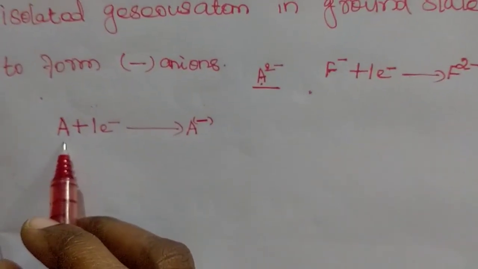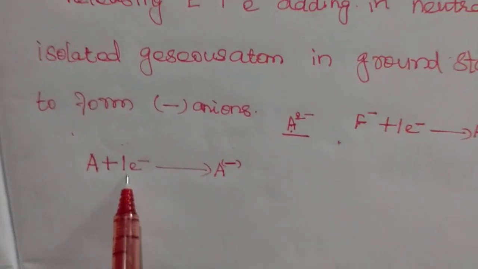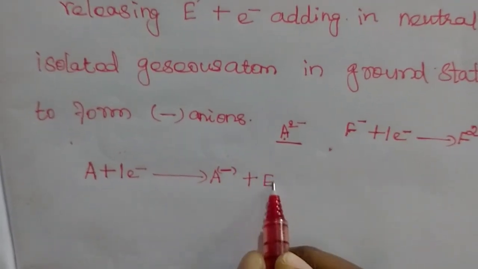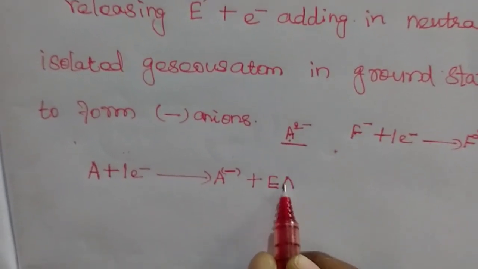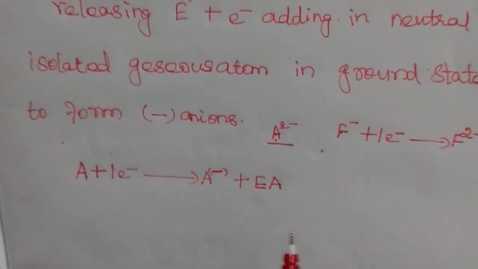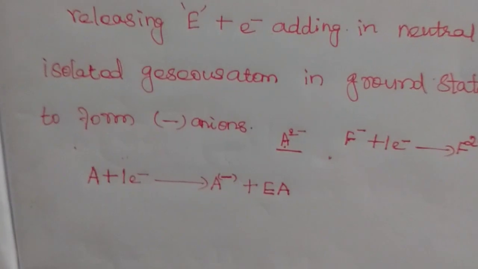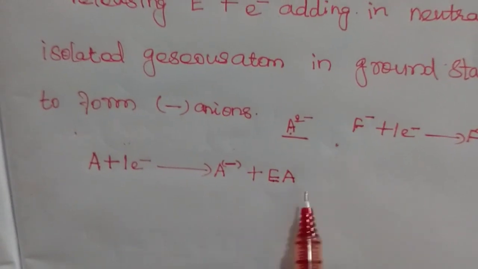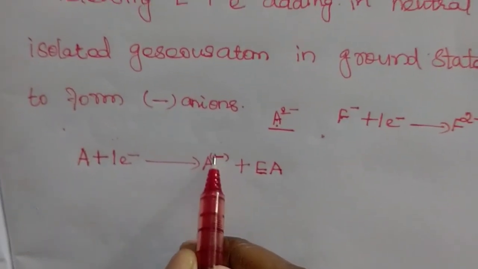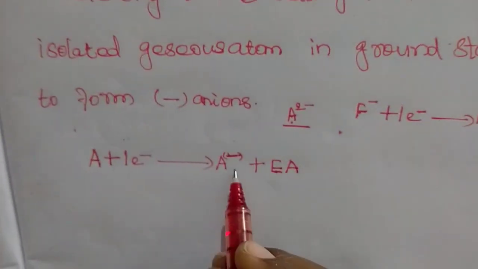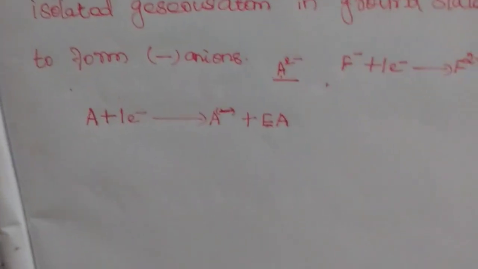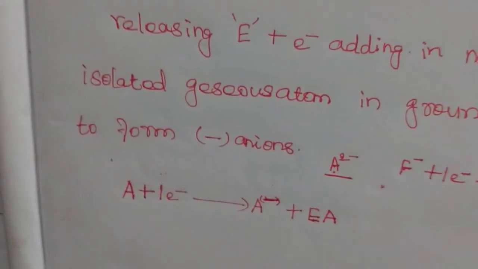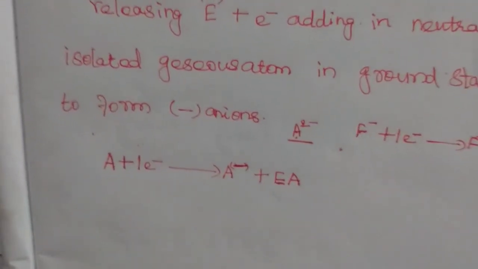Okay, so when this A adds one electron, it releases some energy that is known as electron affinity. There we mention EA. Why? Because ionization energy is IE. Here electron affinity: E is denoting electron, A is denoting affinity. The anion is formed because of the addition of an electron. Here also we have successive energies. If you add more electrons into that particular anion, then you will get the successive energy.